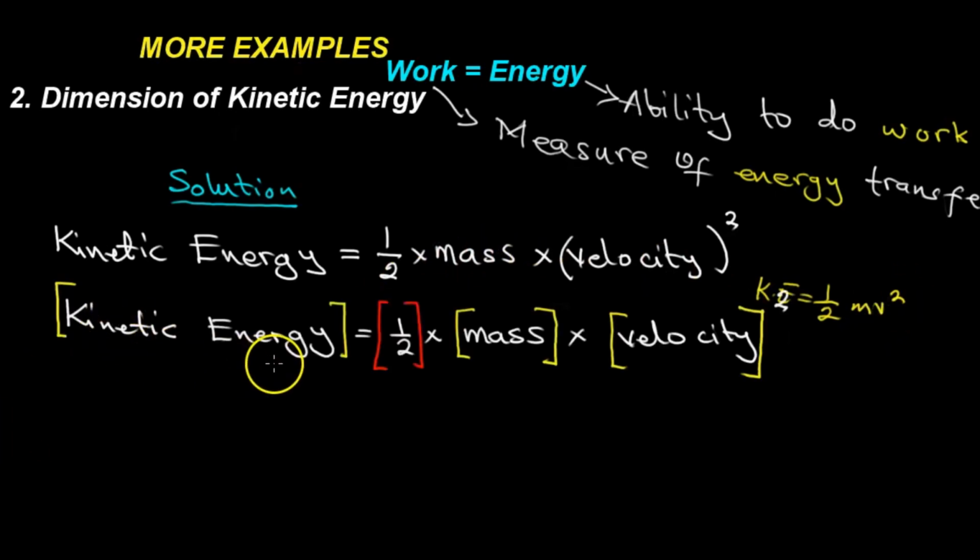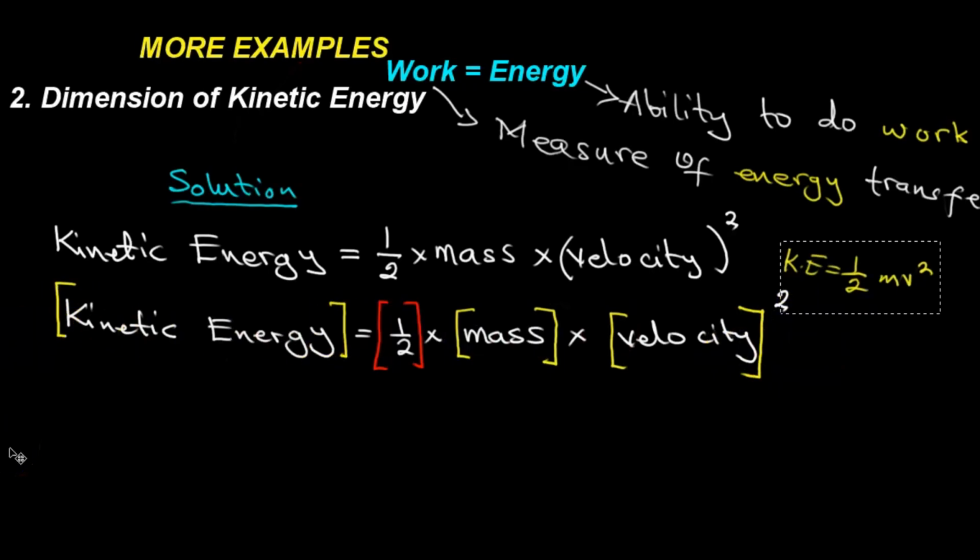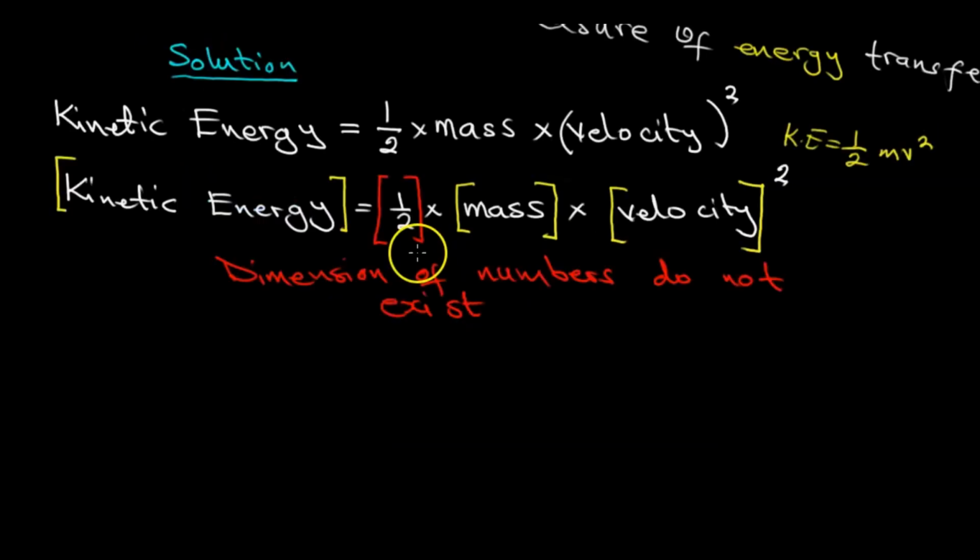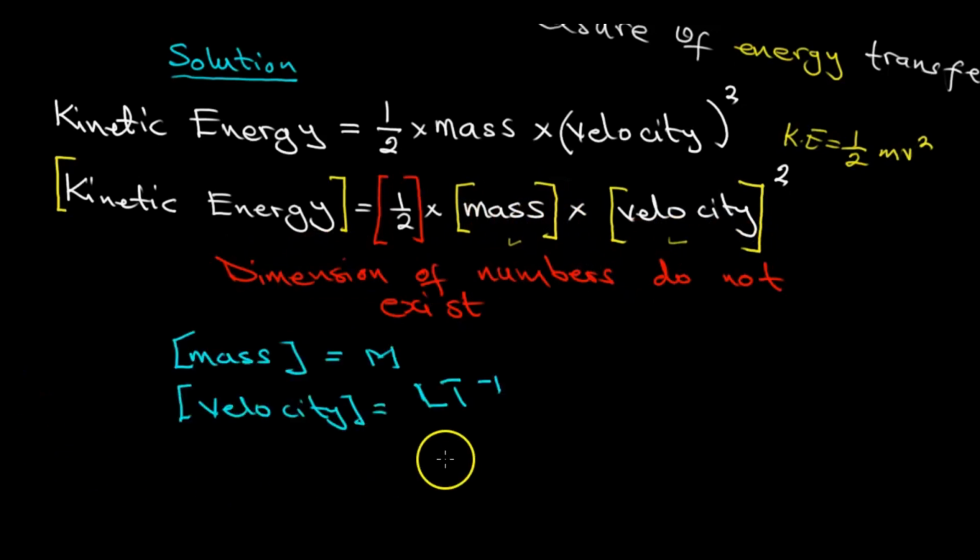So the dimension of kinetic energy equals the dimension of half times the dimension of mass times the dimension of velocity squared. Remember we said that we don't take dimension of numbers, so dimension of numbers do not exist. So now we have two quantities here: mass and velocity. What we need to do is to know the dimension of mass and dimension of velocity, and we have them here. Dimension of mass is M, dimension of velocity is LT to the minus 1. You substitute them here and then you have the dimension of kinetic energy.